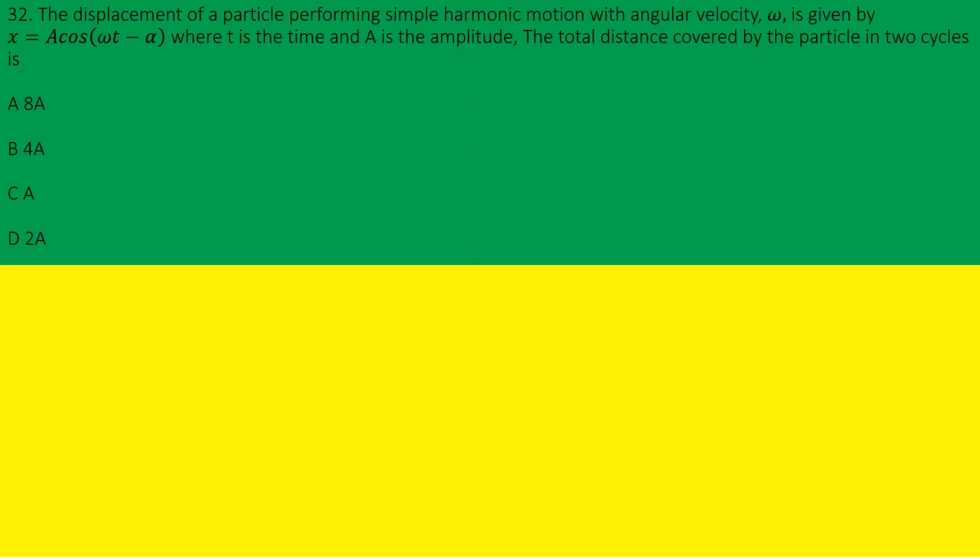All right, so we have the displacement of a particle performing simple harmonic motion with an angular velocity given by that, where the total distance covered by the particle in 2 cycles is. So the question is, what is the distance? Did you hear that? Distance, not displacement. So what's the distance covered for 1 full cycle?